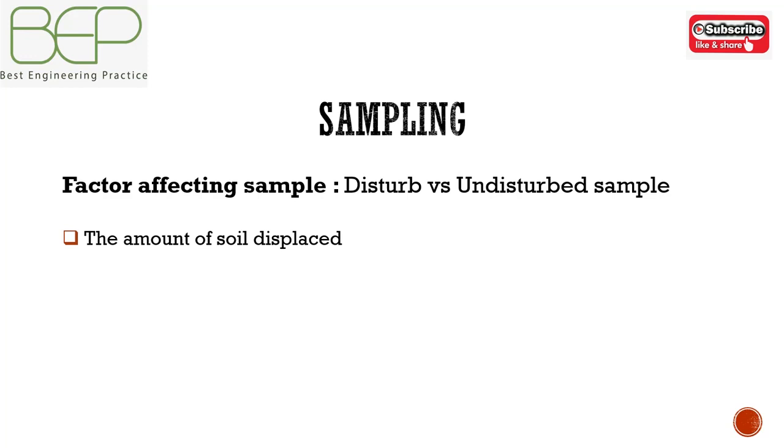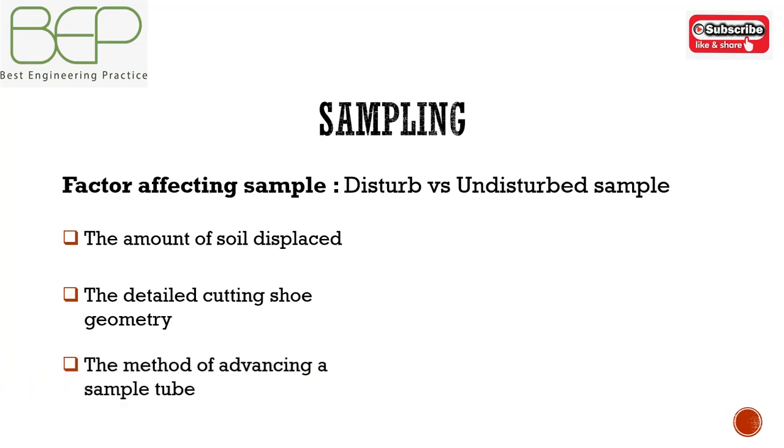The detailed cutting shoe geometry also affects disturbance. Sharp cutting shoes are better than blunt ones. The method of advancing a sample tube has an effect on disturbance. Push tubes are better than driven tubes. Block samples hand cut from pits tend to be less disturbed because disturbance caused by the boring rig is avoided. However, it is difficult to take block samples at depth in soft clay or below the water table.